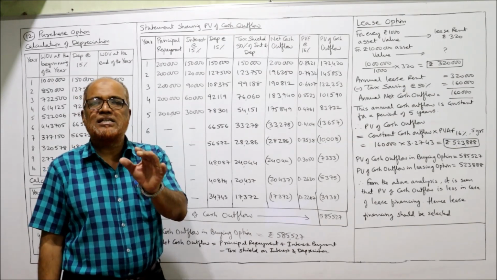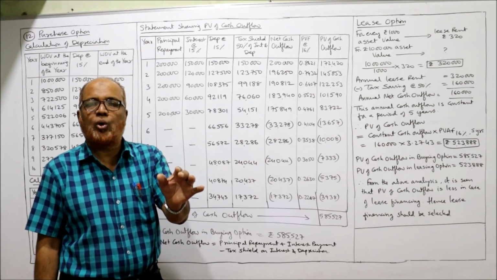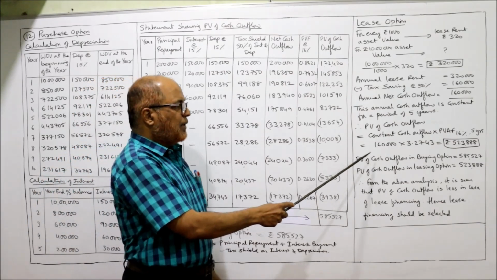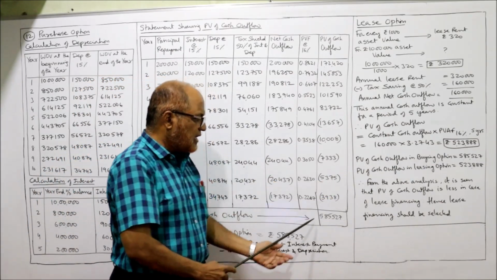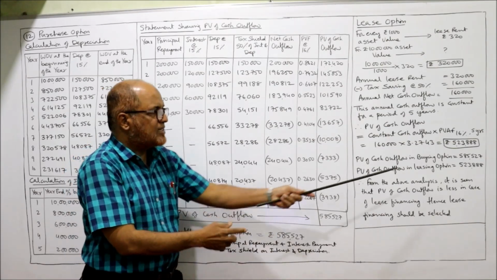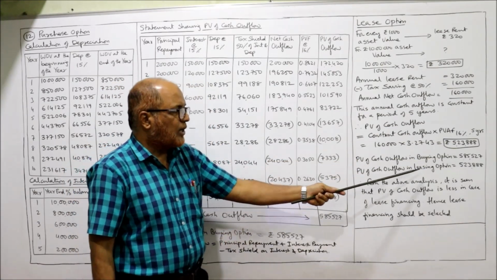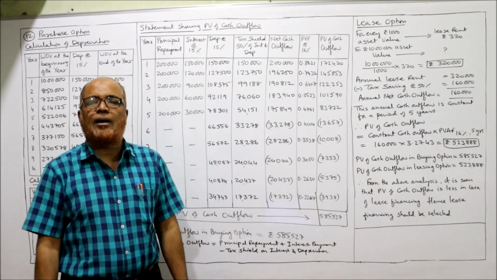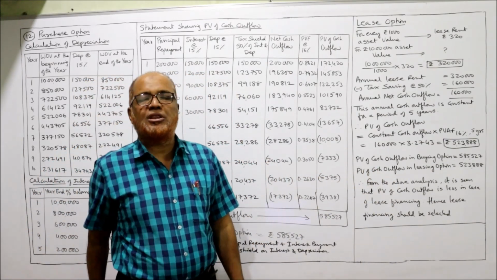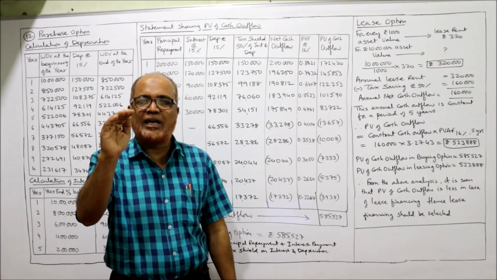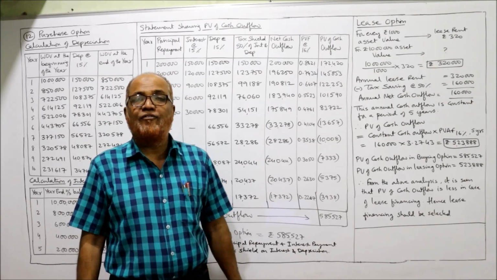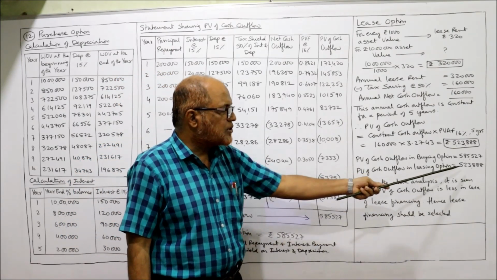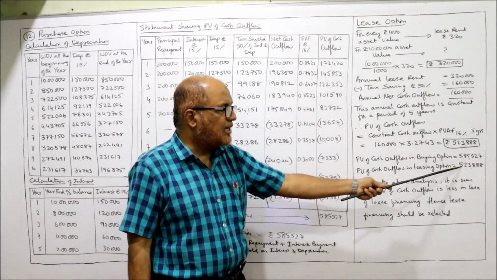5,23,888. This is the PV of cash outflow in leasing option. So PV of cash outflow in buying option is 5,85,527 and PV of cash outflow in leasing option is 5,23,888. Now you compare in which option the PV of cash outflow is less. It is in leasing option. In leasing option it is less.